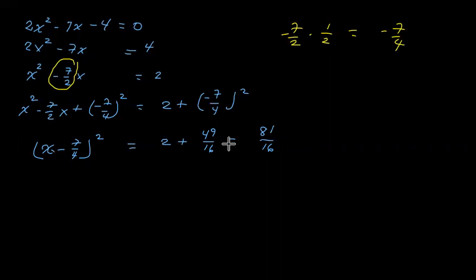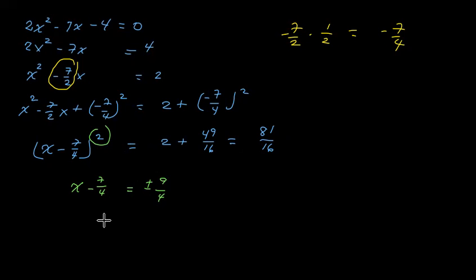So now we're at this point where to get rid of this square right here, we have to take the square root of it. But if we take the square root of it on this side, we've got to do it on this side. So what I end up with now, after I take the square root, is x minus 7 over 4 is equal to the square root of 81 over 16, which is plus or minus 9 over 4. So the square root of 81 is 9. The square root of 16 is 4. But it could also be negative 9 or negative 4, hence plus or minus, right?